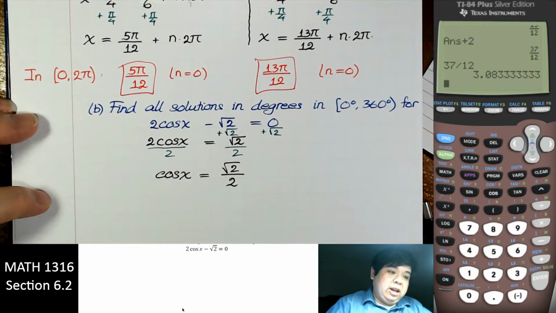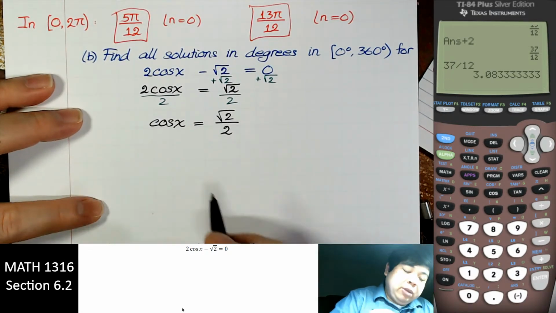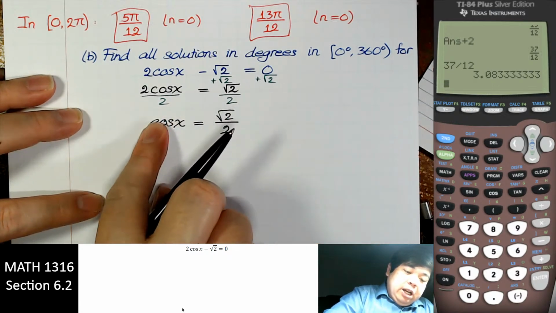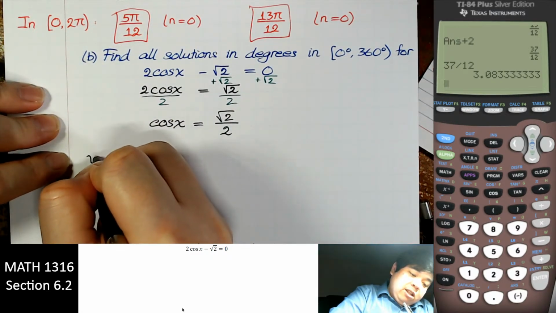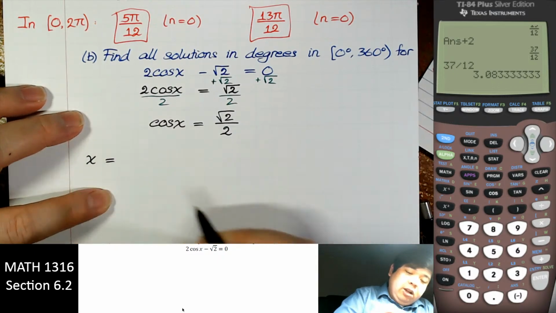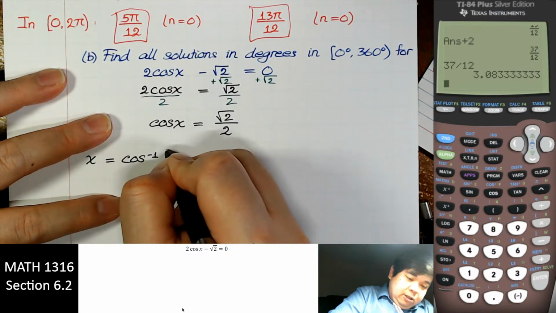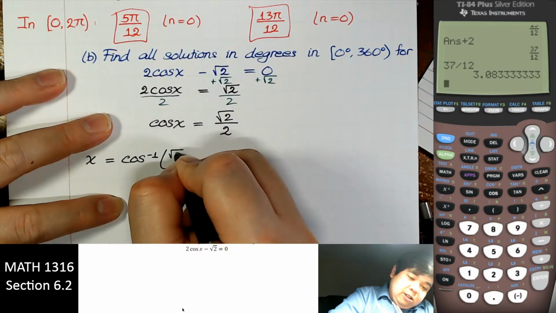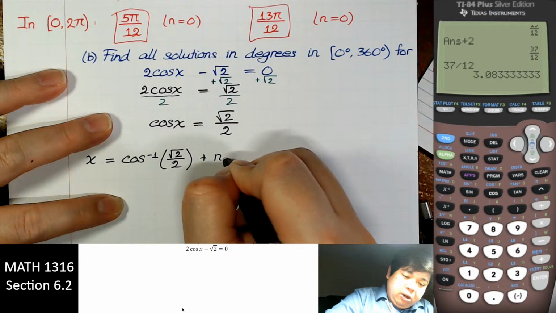We have done that. Now for cosine, what will be the solution? So now we have the trig function by itself. Get rid of that, we just have x. And the first one is cosine inverse of that, and then plus n times 2 pi.